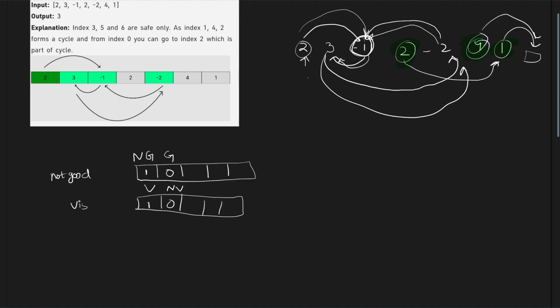For example, in this particular series, we visited indexes. Let me just write down the indexes. So this is 0, 1, 2, 3, 4, 5 and 6. So in this particular series, we visited 0, we visited 2, and then we visited 1, and then we visited 4. Right. So these 4 indexes should be not good. So I update them in my not good array. So 0 is not good. Then 2 is not good.